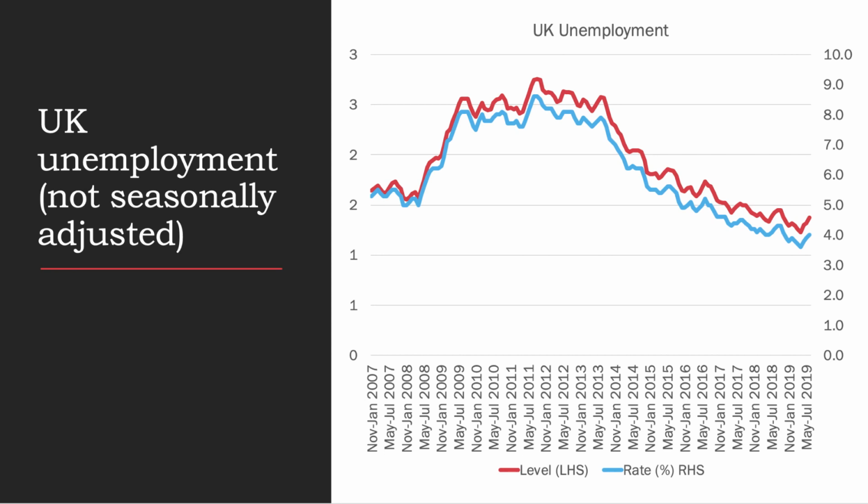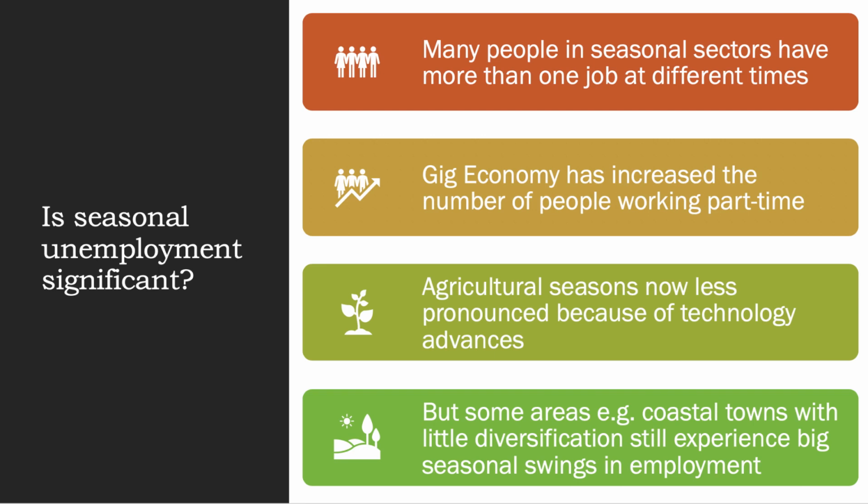What I've done in this chart is show the unemployment rate in the UK and level. The level's on the left-hand side in terms of millions, and the rate is on the right-hand side as a percentage. But I've shown it without making any seasonal adjustment. And hopefully you can see that the usual kind of smooth ups and downs from month to month, quarter to quarter, become much more jaggedy because of those seasonal changes in demand and employment.